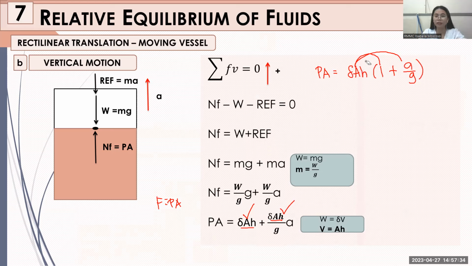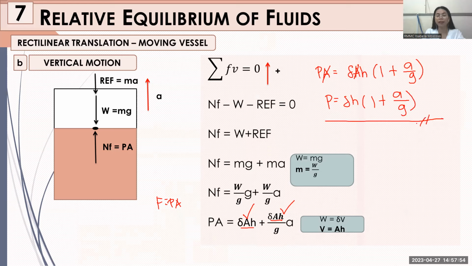And as you can see, your area here will be cancelled. Area is cancelled, area is also cancelled. Ano yung maiiwan? That is just pressure is equals to gamma H (1 plus acceleration divided by G). And this is our formula for your vertical motion. Okay? I hope you understand kung paano natin dinerive yung inyong formula.